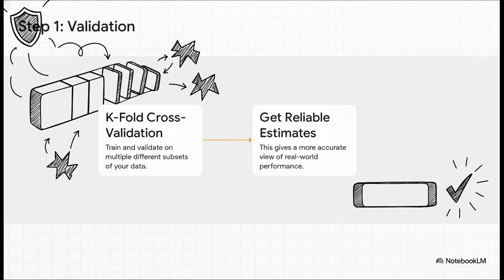Instead of just one simple train test split, something like k-fold cross-validation makes your model train and test on several different slices of your data. This gives you a much more honest, much more reliable picture of how it's actually going to perform.